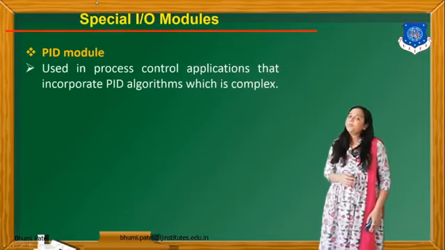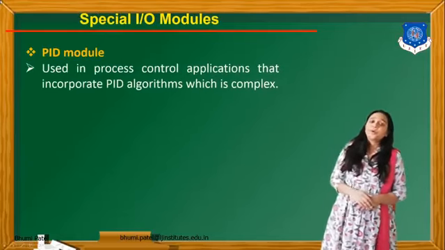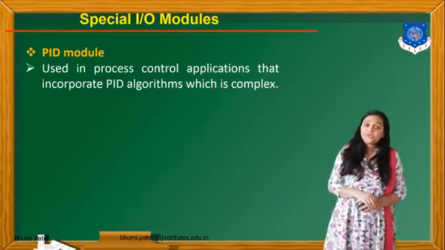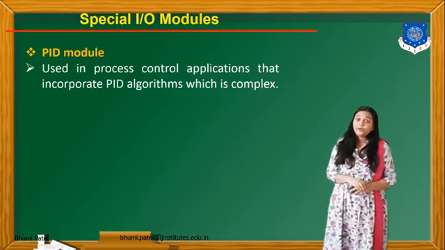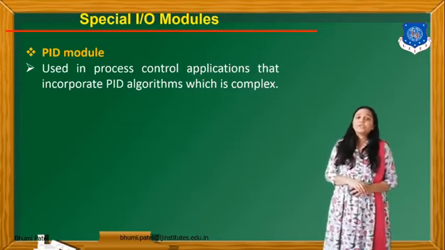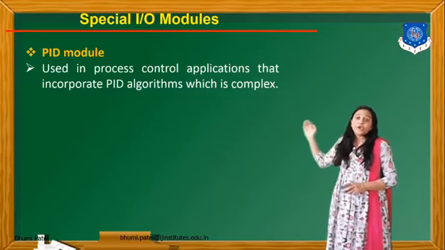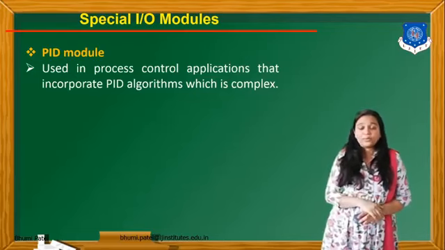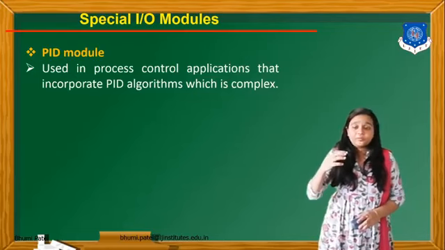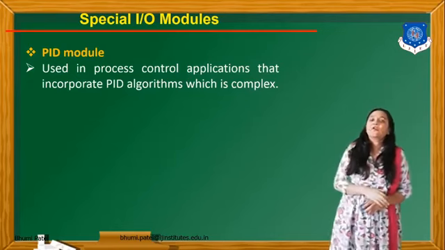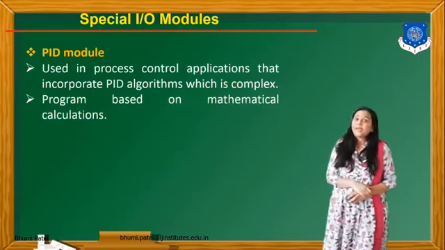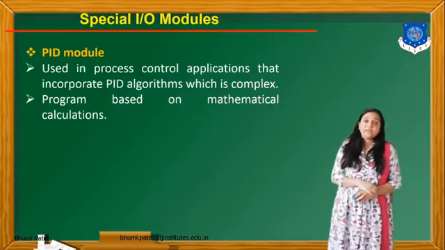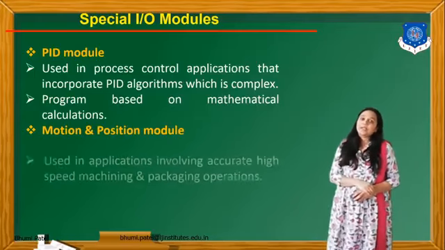The next one is the PID module. It is the most important module used in instrumentation. What is PID? It is the proportional integral derivative module used in most process control applications that incorporate the PID algorithm, which is complex. Now in the PLC program, they are given a different layout of the PID module, so the program is based on mathematical calculation. If we deal with the PID, we have to do some mathematical calculation.